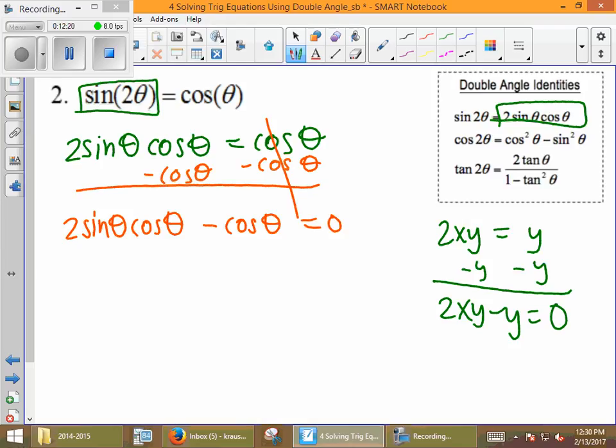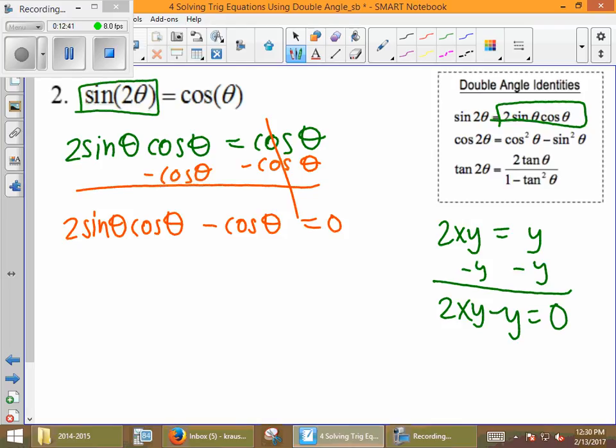The 2 sine and the cosine are a package deal. It's 2 times cosine times sine, or vice versa. Do the cosines not cancel out then? They do not cancel out. It's kind of like over here with the 2xy's. If you subtract the y, you're usually not tempted to cancel the y.